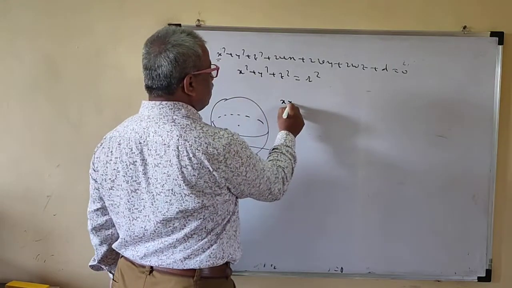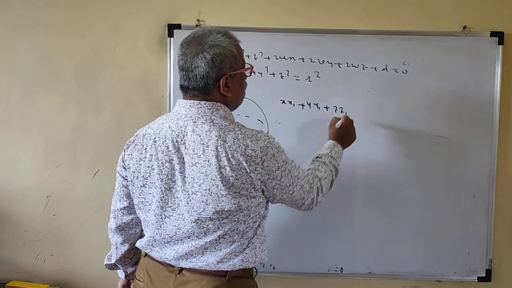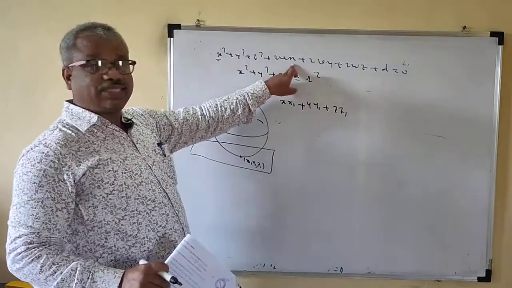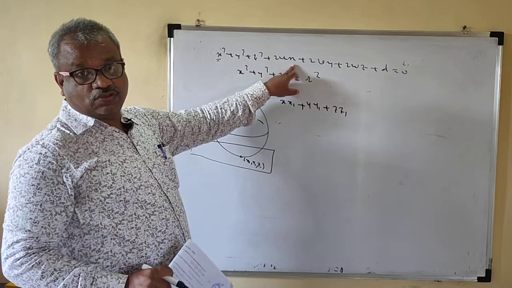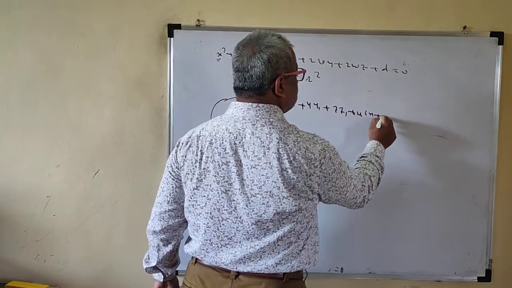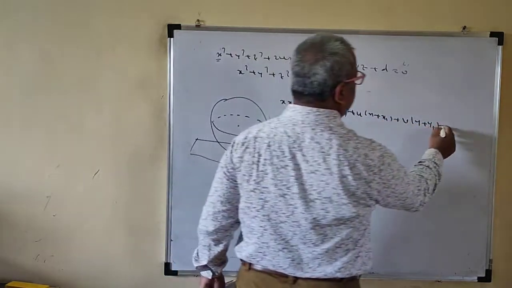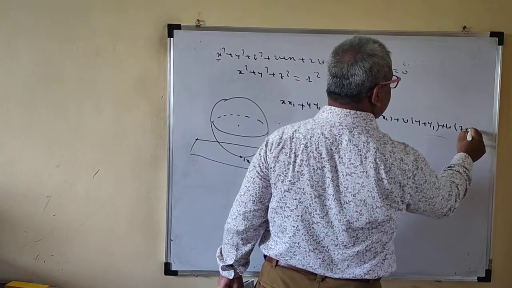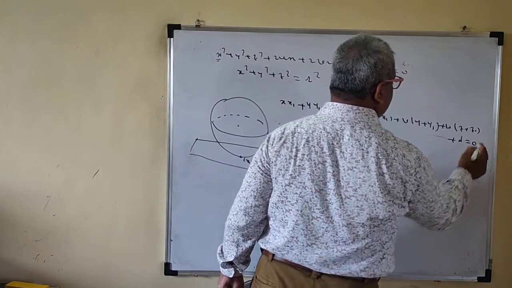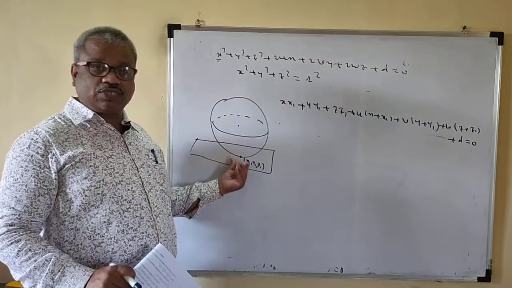Just you have to do x square. So x square means x into x1. Y square means y into y1. Z square means z into z1. Twice x you can write x plus x1, so one x you have to replace by x1. So this is u times x plus x1, plus v times y plus y1, plus w times z plus z1, plus d is equal to 0. This is the equation of the tangent plane to the sphere at x1 y1 z1.